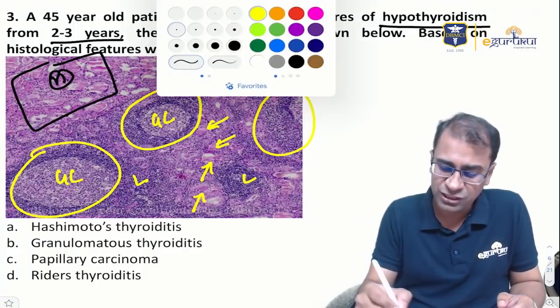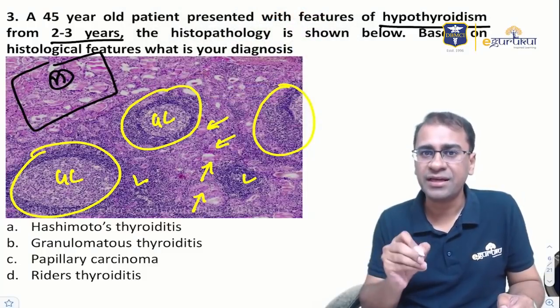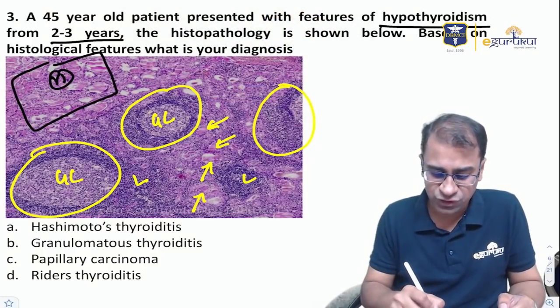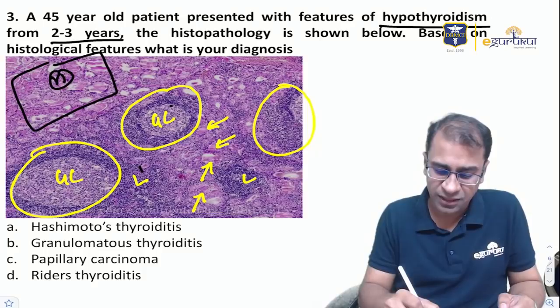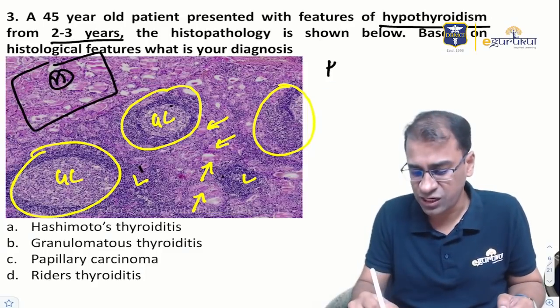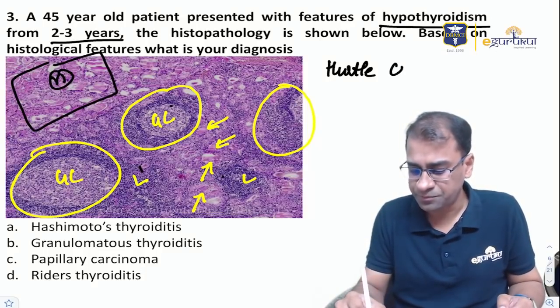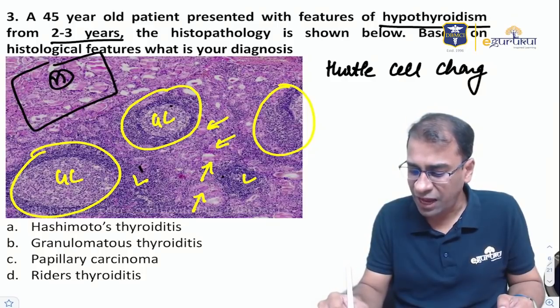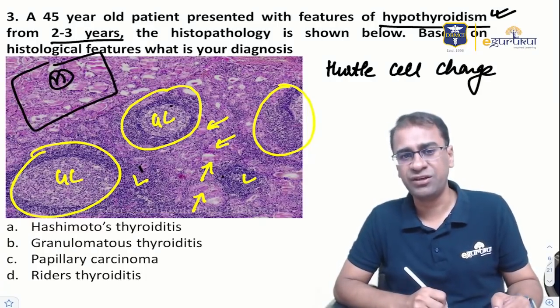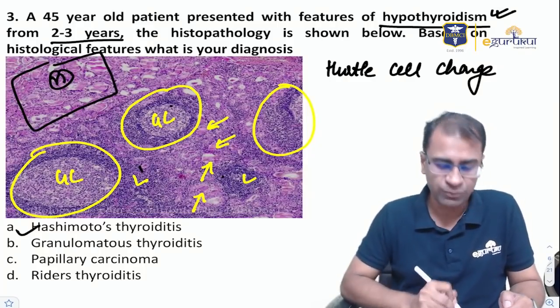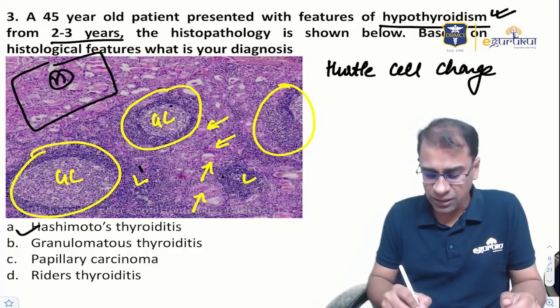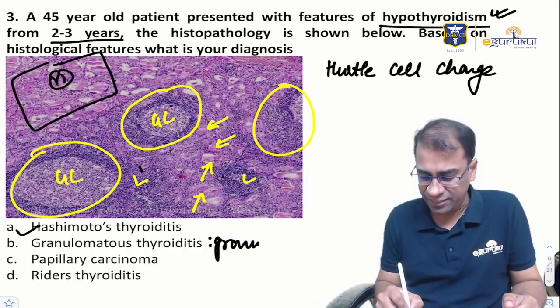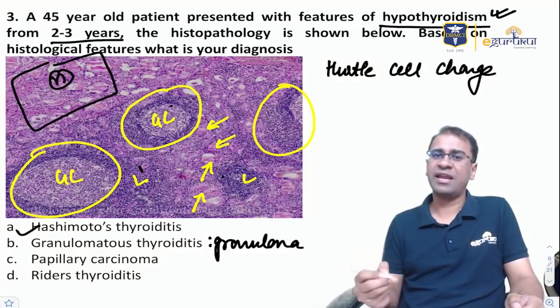Well, three things you find here. Number one is lymphocytes. Number two is germinal centers, and number three is the Hurthle cell change. With these three things in mind, and with the clinical features of hypothyroidism in the patient, it may be a case of Hashimoto thyroiditis. Why not granulomatous? Because you don't see any granuloma in the image. The granuloma should be there in granulomatous thyroiditis.